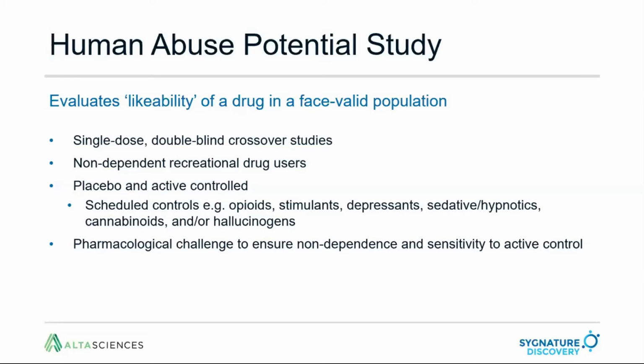Prior to the main study, a pharmacological challenge is conducted to confirm subject eligibility. This enables us to confirm that they're not physically dependent on a drug. So for example, with a recreational opioid user, a naloxone challenge is done to ensure that they're not physically dependent on opioids. But also importantly, we need to confirm that they are sensitive to the active control and can distinguish it from placebo on the measure of drug liking and other subjective drug effect endpoints. This confirms study validity. Next slide, please.